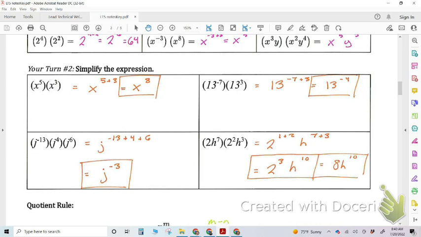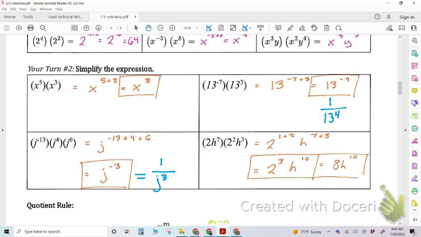So you'll see we left one of our earlier terms where we had an answer of 13 to the negative fourth. A better way to write that now would be 1 over 13 to the positive fourth. And we had another one where we had j to the negative 3. We should now write that as 1 over j to the positive 3.